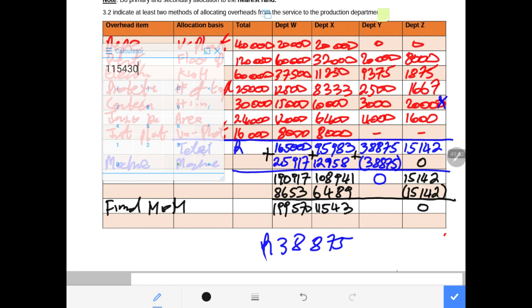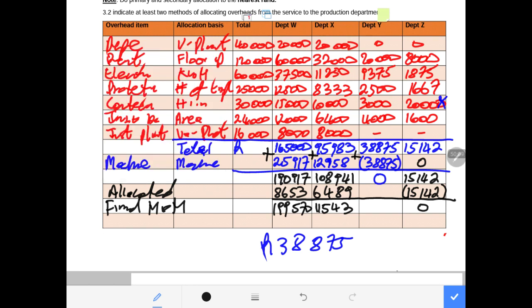manufacturing overheads, or allocated manufacturing overheads. So now this is completely done and dusted. Therefore now we have the total production overheads that has been allocated. That's right there, it is the final or the total manufacturing total production overheads. This is our total production overheads for the two departments, which is Department W and Department X.